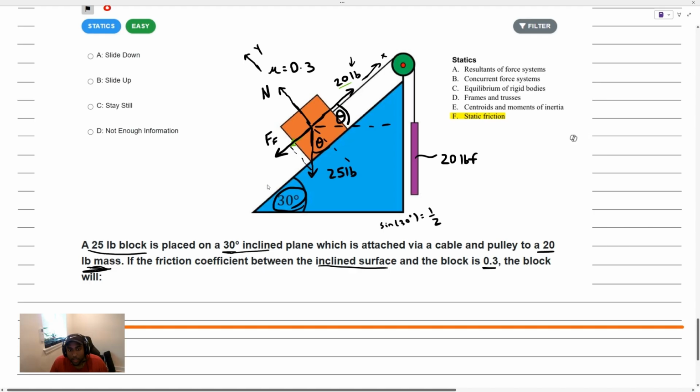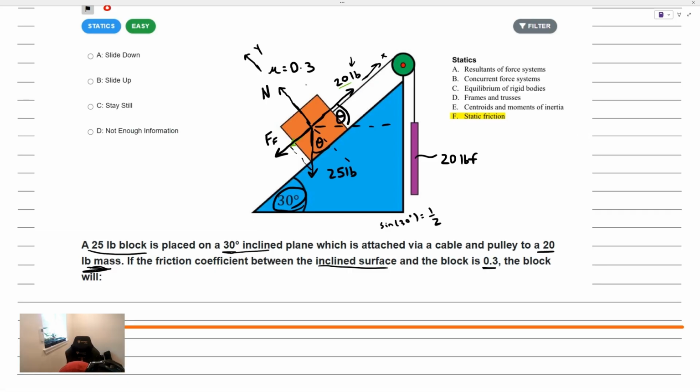And all I'm going to do here is sum the forces in the x direction. And I'll be able to solve for what exactly the friction force is. There's only one unknown there. It's the friction force. And I'm going to compare that to the product of mu times the normal force.